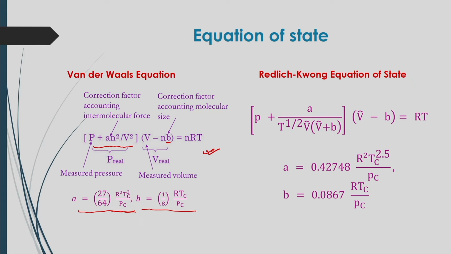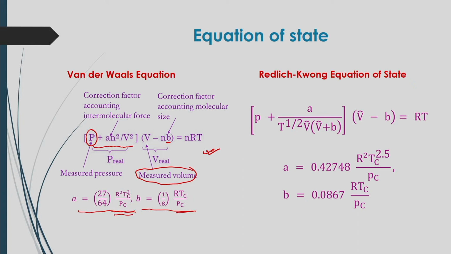Based on this, van der Waals suggested this equation of state to represent the non-ideal behavior of gases. If you know the measured pressure and measured volume, you can easily calculate the remaining factors a and b just by equating the experimental data with this equation. One way is that you can express the a value and b value by the critical temperature and pressure.